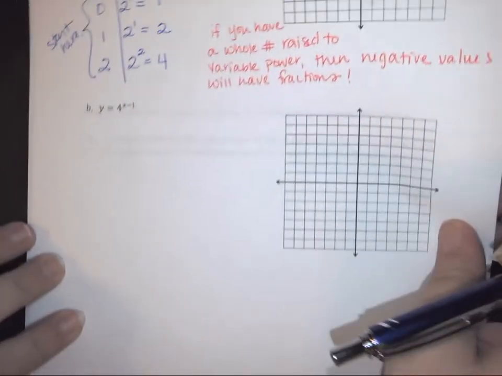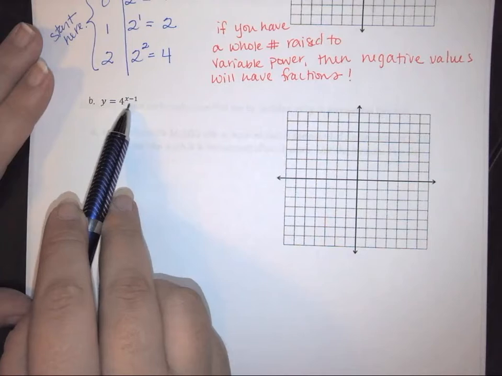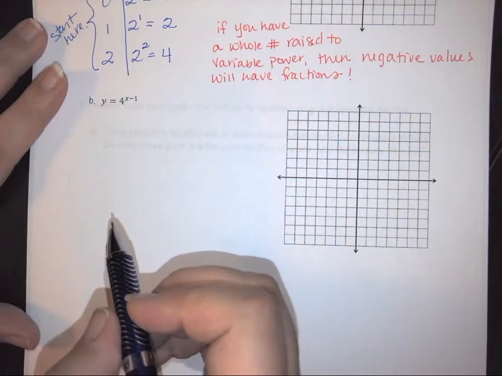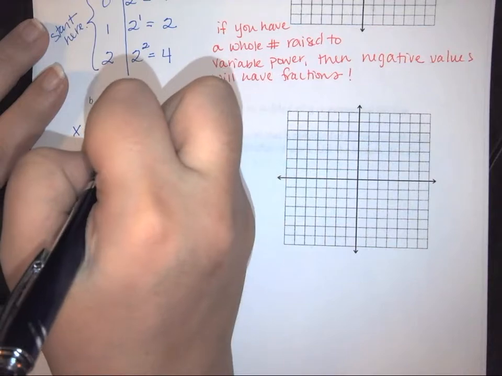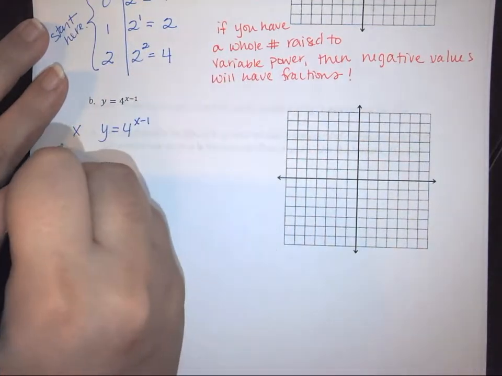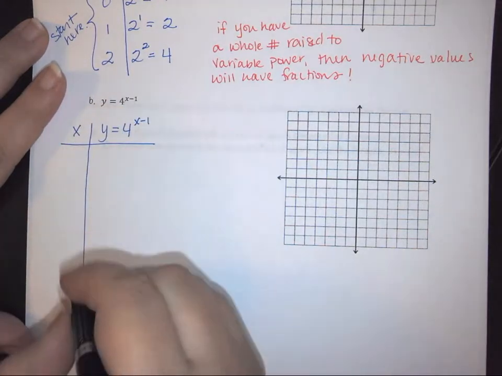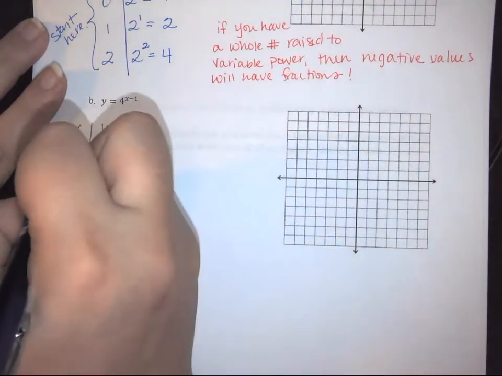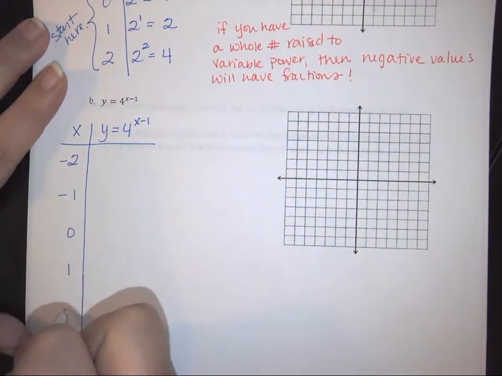So let's look at the next one. So notice here that we have an equation up here in my power where we have x minus 1. So we're still going to do the same x, y table. The only difference is, in this case, we're going to have a little bit more work that we have to do with our values. I'm still going to pick the same -2, -1, 0, 1, and 2.